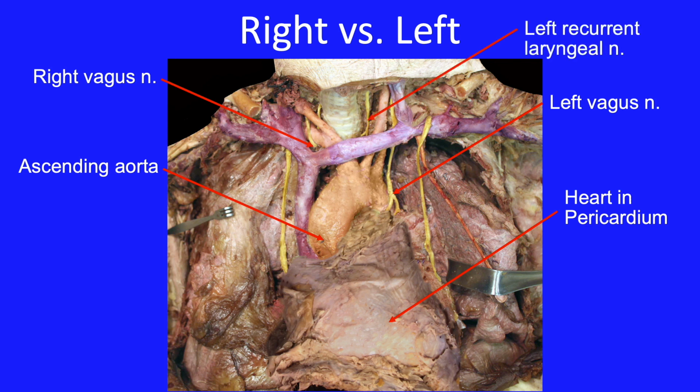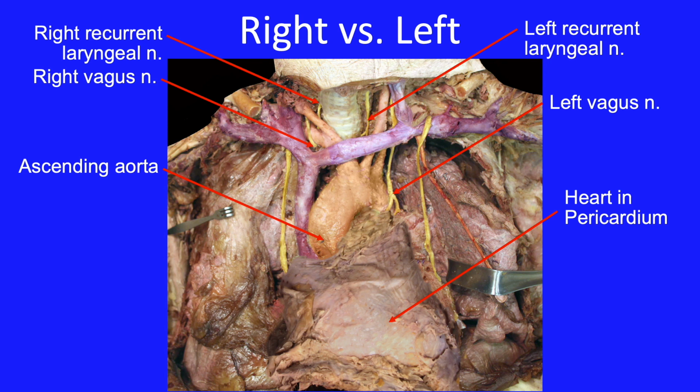The left recurrent laryngeal nerve, a branch of the left vagus, is now labeled. Finally, the right recurrent laryngeal nerve, a branch of the right vagus, is labeled. As you will learn when we study the chest, the left recurrent laryngeal nerve originates in the chest, whereas the right recurrent laryngeal nerve never makes it into the chest.